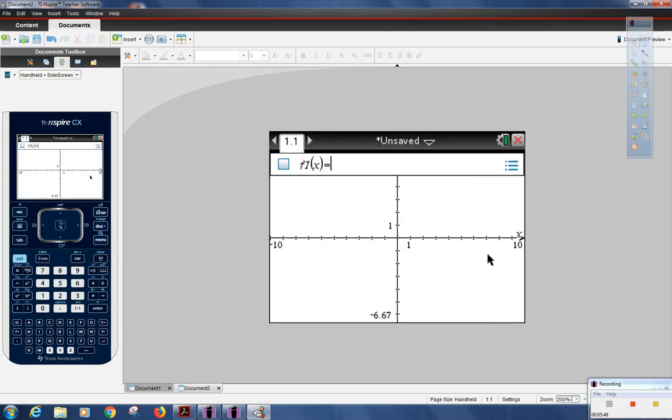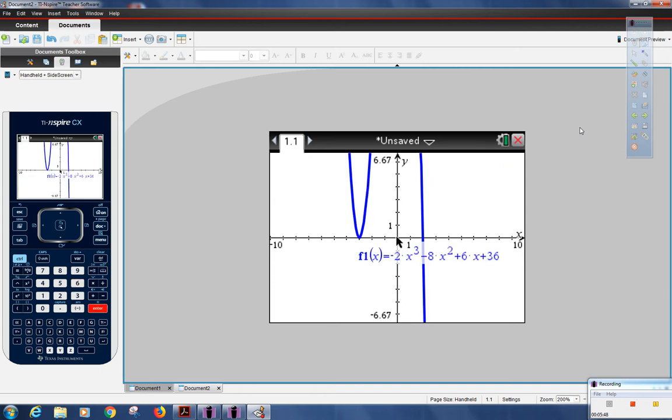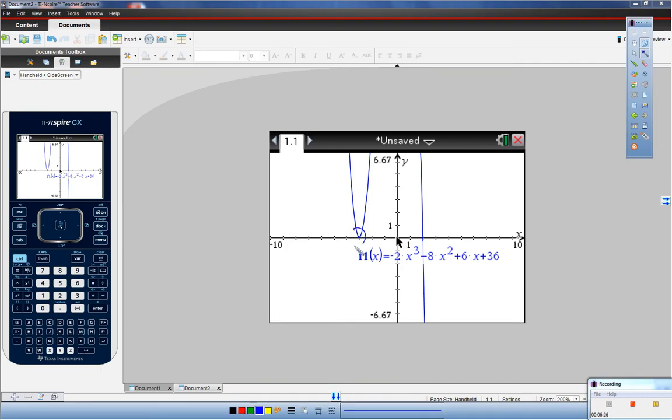So this is negative 2x to the third. It would help if I click it. Negative 2x to the third. Alright, and then minus 8x to the second plus 6x plus 36. And there's my graph. And so notice that there's a double root right here, so this is a multiplicity of 2. So negative 3, there's a multiplicity of 2, and then at 2, there's one answer.